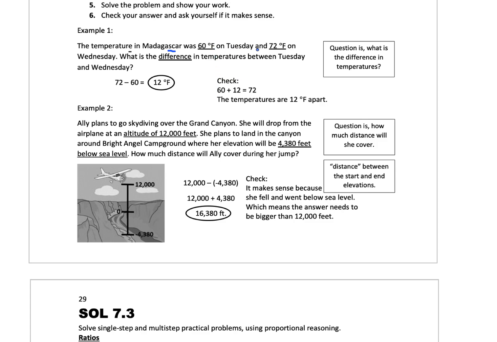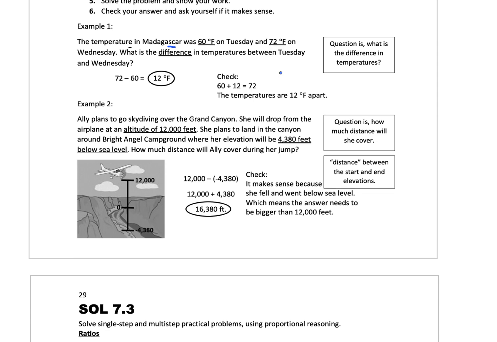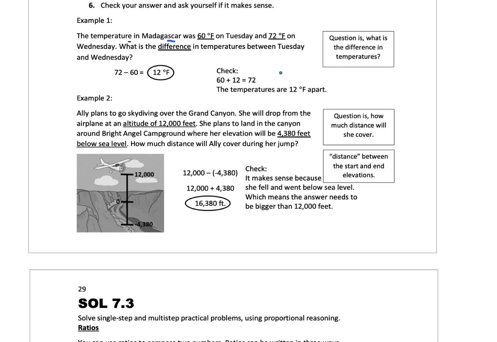Now, what's the difference between Tuesday and Wednesday? So you can find the difference of 72 and 60. The difference of those two temperatures is 12 if we subtract. And it makes sense that those two numbers are 12 degrees away from each other on a number line. That would be the other way to check it. If you get a negative number there, that wouldn't really tell you how far apart the numbers are because you can't measure distance in negatives.